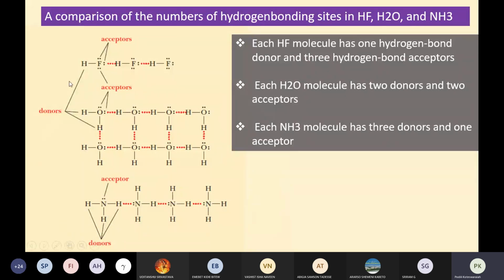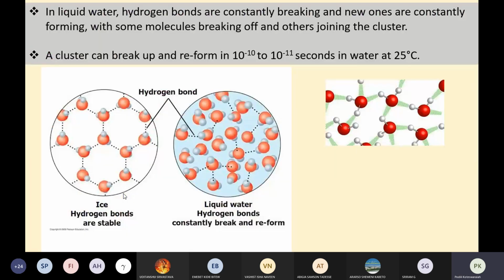You can see here hydrogen fluoride. This is HF, and hydrogen fluoride has one hydrogen and one fluorine, and it has three lone pair electrons. This hydrogen fluoride can serve as one hydrogen bond donor and three hydrogen bond acceptors. In the same way, the water molecule has two hydrogen bond donors, this one and this other one, and two hydrogen bond acceptors. In the case of ammonia, it has three hydrogen bond donors and one hydrogen bond acceptor. So this also dictates its various properties.